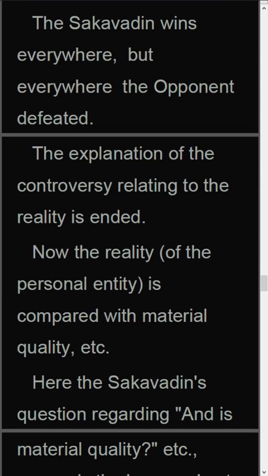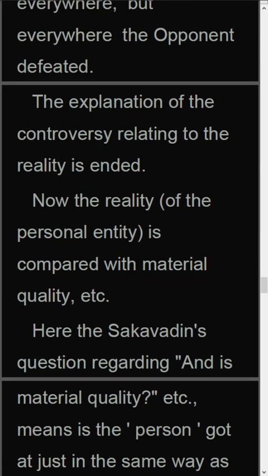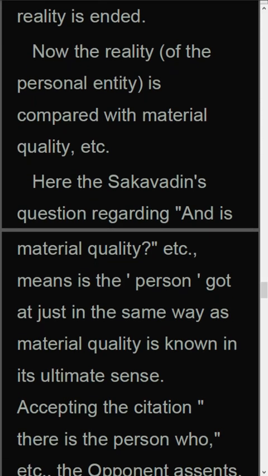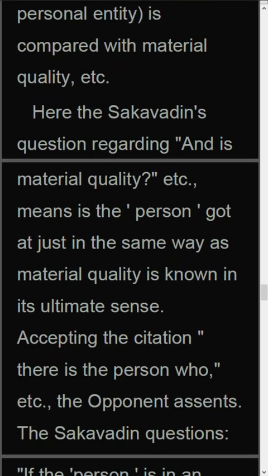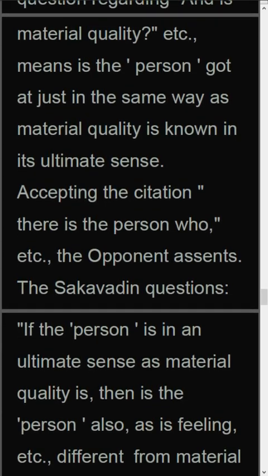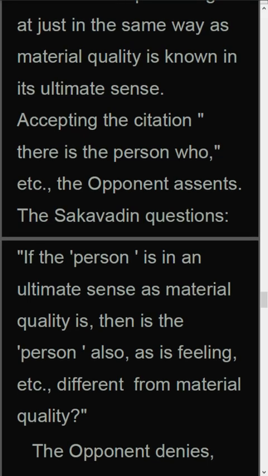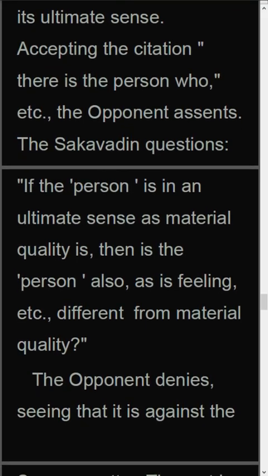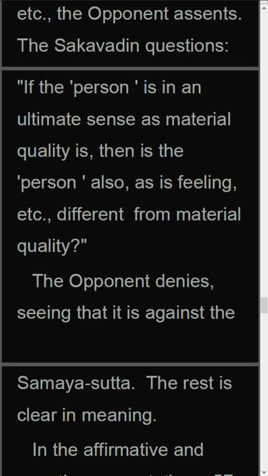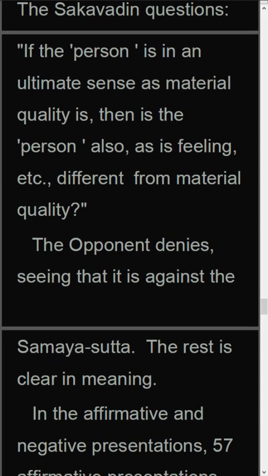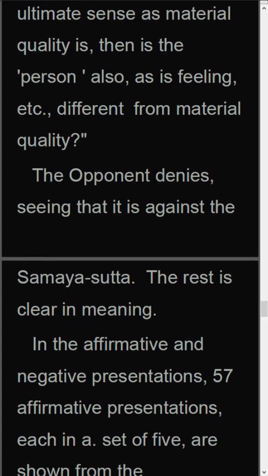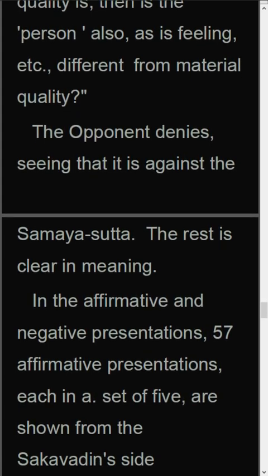Now the reality of the personal entity is compared with material quality, etc. Here the Sakavadin's question regarding 'and is material quality, etc.' means: is the person got at just in the same way as material quality is known in its ultimate sense? Accepting the citation 'there is the person,' etc., the opponent assents. The Sakavadin questions: if the person is in an ultimate sense as material quality is, then is the person also, as is feeling, etc., different from material quality? The opponent denies, seeing that it is against the Samaya-sutta. The rest is clear in meaning.